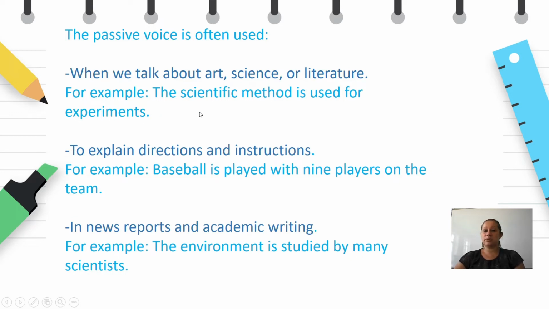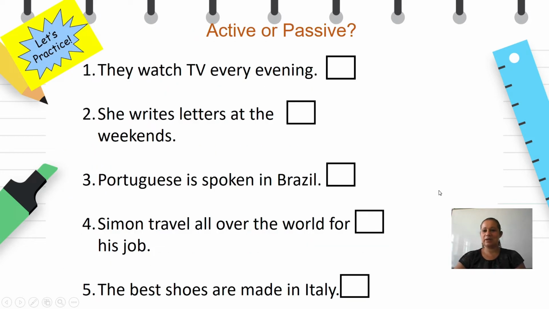Also, the passive voice can be used if we want to explain directions and instructions. For example, baseball is played with 9 players on the team. Also, in news reports and academic writing, it is quite familiar that we use the passive voice as well. The environment is studied by many scientists. Right. Now, let's practice a bit.